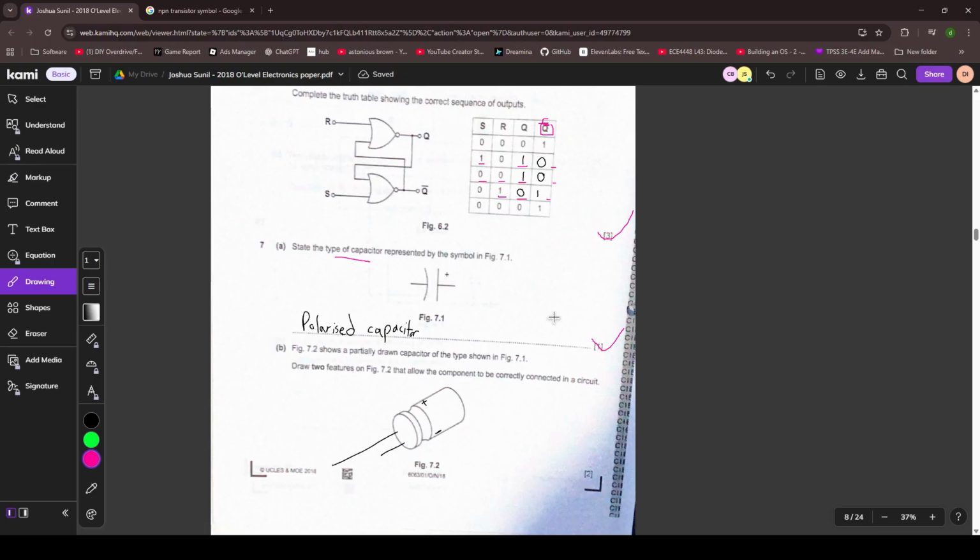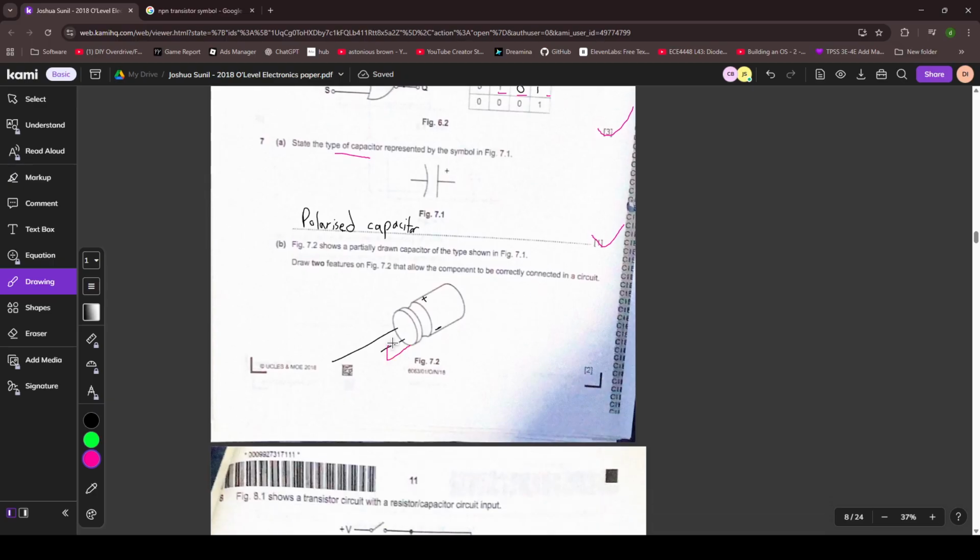So okay, figure 7.2 shows a partially drawn capacitor. Draw 2 features on 7.1 that allow the component to be identified, to be correctly connected. So one, you show me the 2 legs, and then you show me this. I will give you the mark here, but on polarized capacitors there is no plus. There's only minus. There's a very long bar. Like the entire thing is black, right? Then there's one long white bar with minus signs. But I'll give you the mark here.